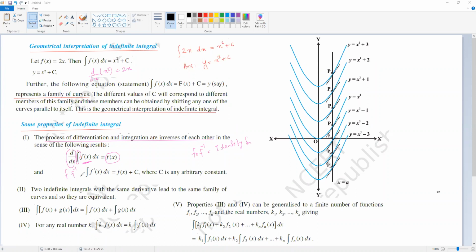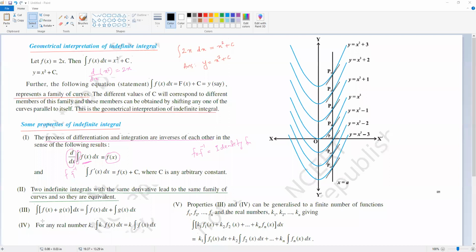Then, two indefinite integrals with the same derivative lie in the same family of curves and they are equal. If the derivative is the same, then the integral will also be the same.